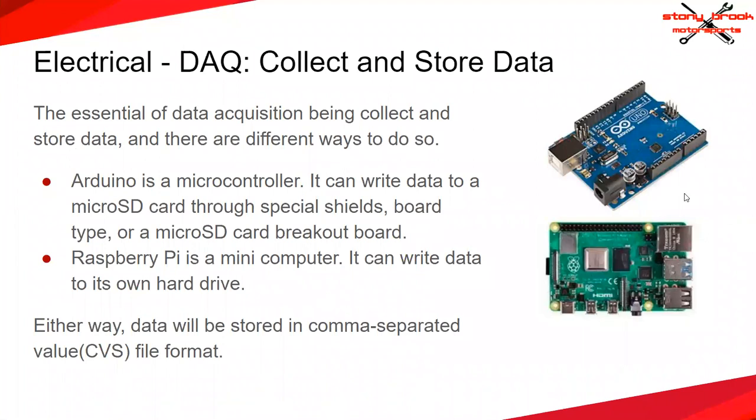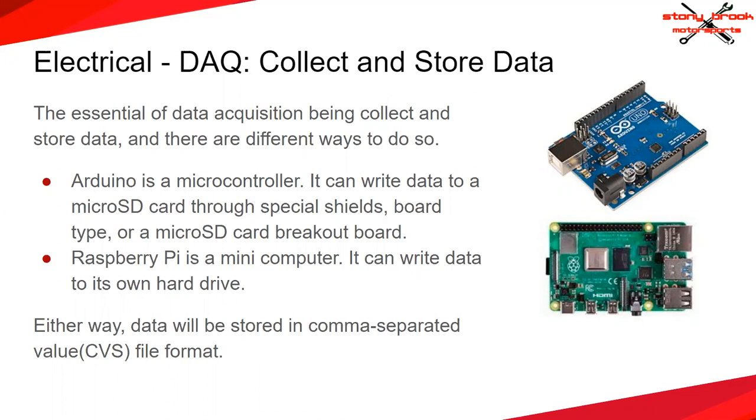So, finishing with the things on the car, let's move on to the data acquisition part of electrical. The essential of data acquisition is being able to collect and store data, and there are many ways to do so. How I always do it is I use an Arduino Mega. I will solder the circuit for the sensor and a micro SD card breakout board to an Arduino Mega prototype shield. So when I'm done, I can just slap the shield on the Arduino and everything will be compact. I like Arduino because it's simple, flexible, and most importantly, cheap.